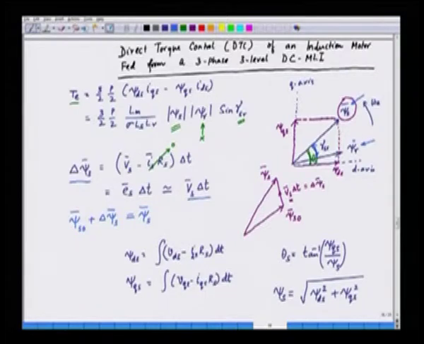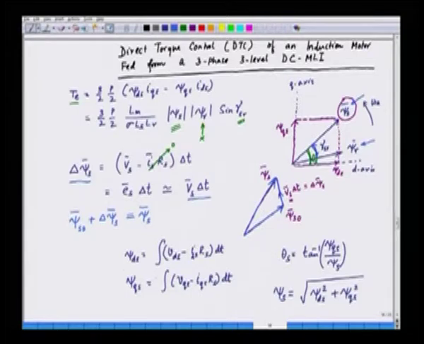So, this is basically a vector triangle. One side is psi s naught, the other side is delta psi s, and the third side is psi s. These are the three sides, and by applying a voltage vector Vs, we can control the stator flux effectively.